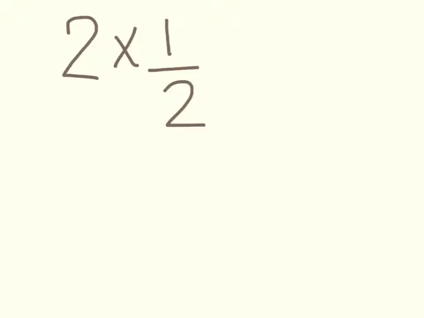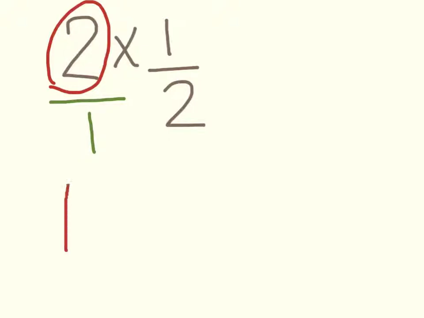So 2 groups of 1/2. Now the whole number 2 is the same as 2 over 1. Would everybody agree with that? Raise your hand if you agree. Okay. Very good. So now we have created 2 fractions, one of them being improper, this one, where the numerator is larger than the denominator, and one of them being a proper fraction, this one.